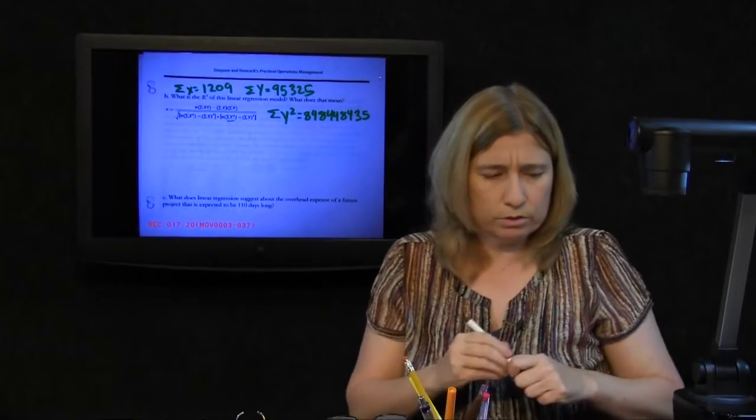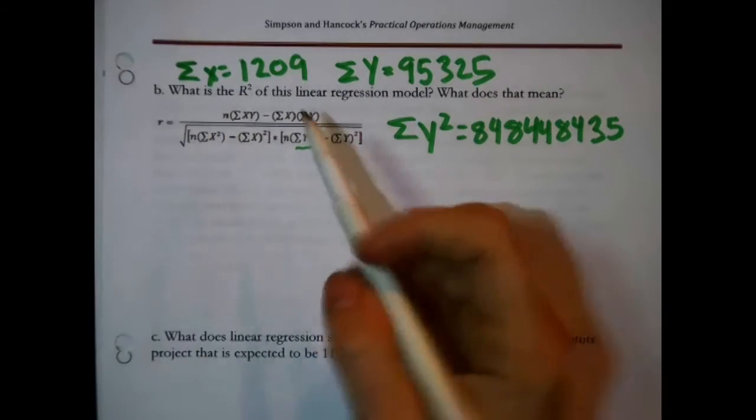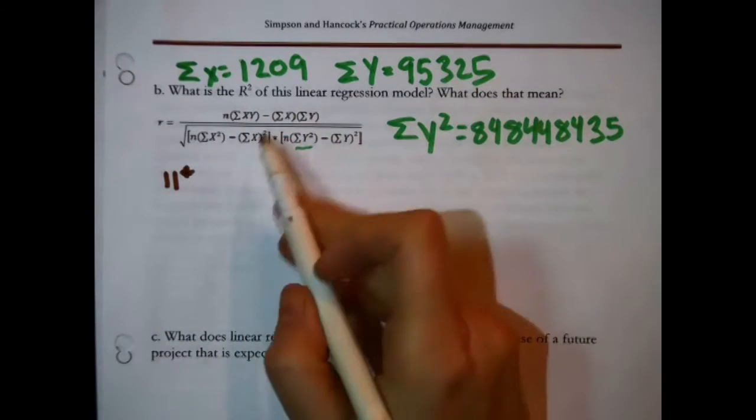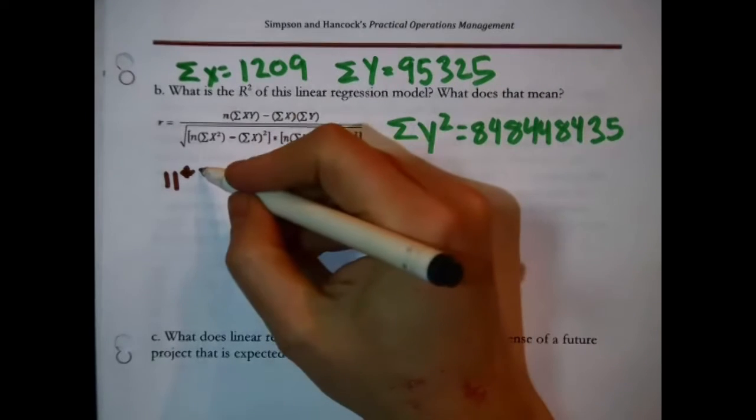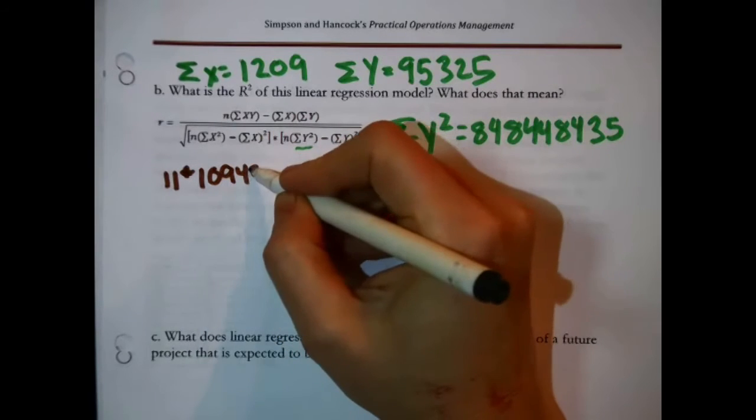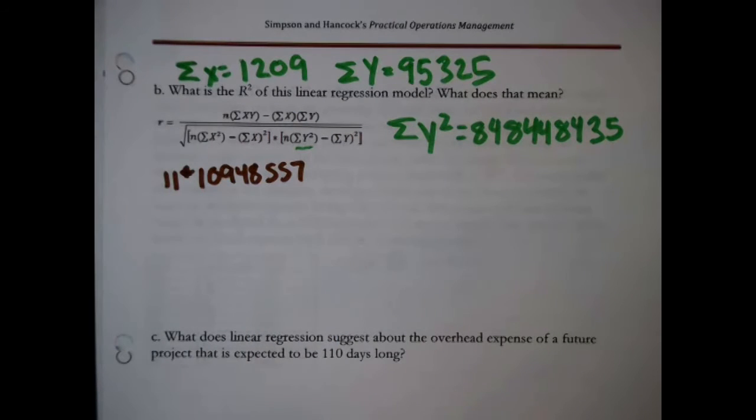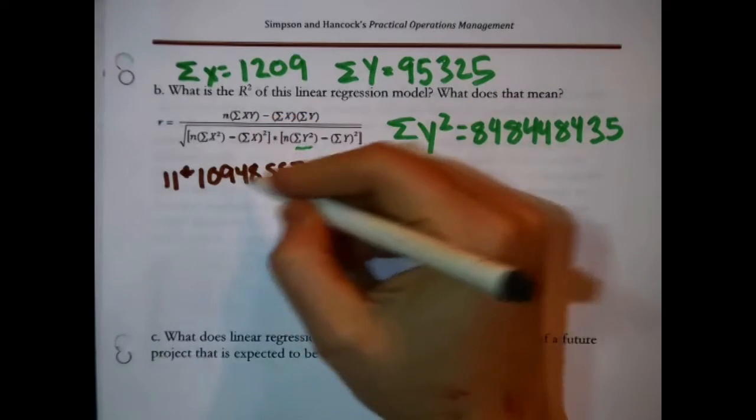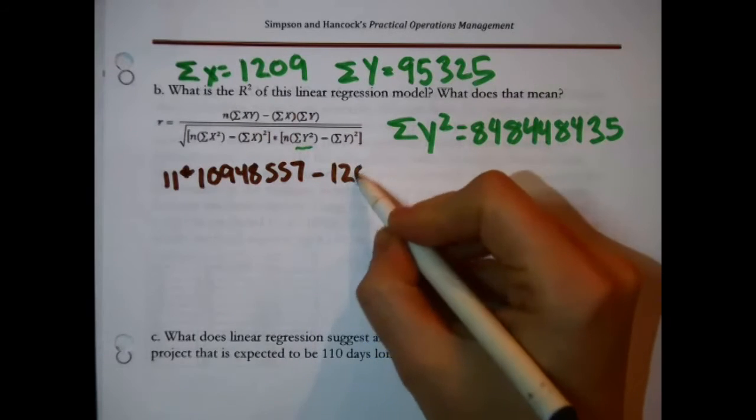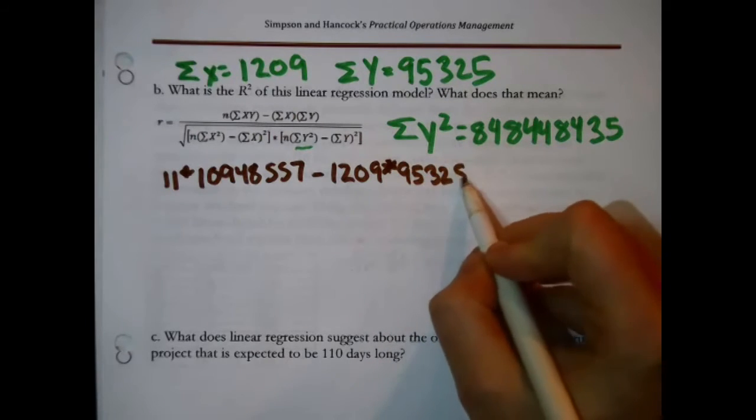So let's go ahead and do that. We just want to put each number in the right place. All right, working on the numerator. 11 times the sum of x times y. All right, that's from last time. 109,485,557. Okay, so that's this part right here, minus the sum of x times the sum of y. Oh, okay, well then that's the 1209 multiplied by 95,325. Okay, I've got the numerator.